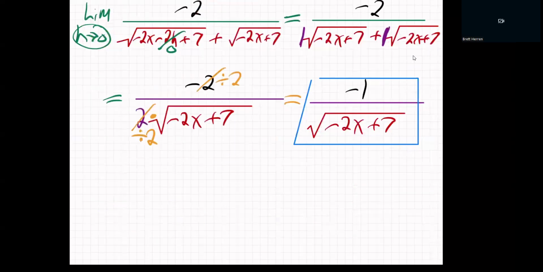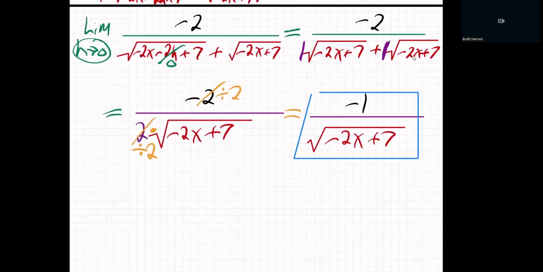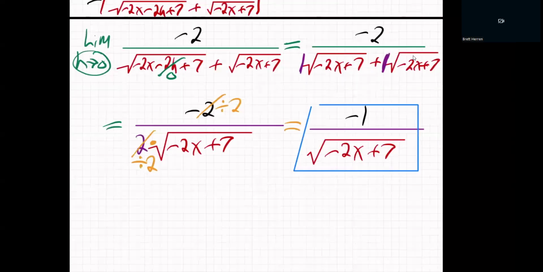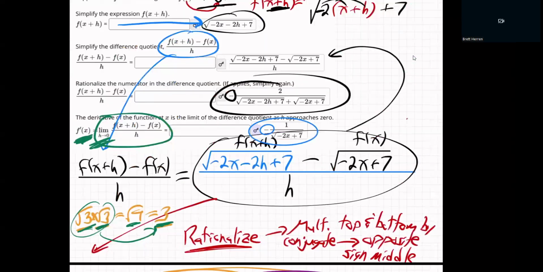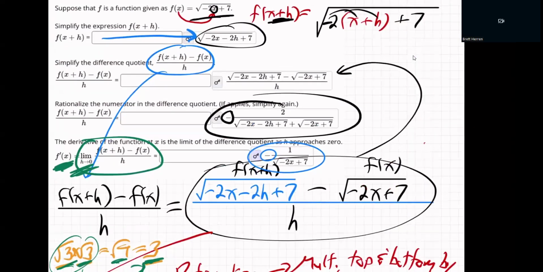And so, like I said before, you could take that negative and put it in the front or leave it in the top. It'll take it either way. So there we go. That's the derivative of a square root function. Now we're going to learn a shortcut in a few sections, not long from now, but there's the long way, which is kind of terrible.